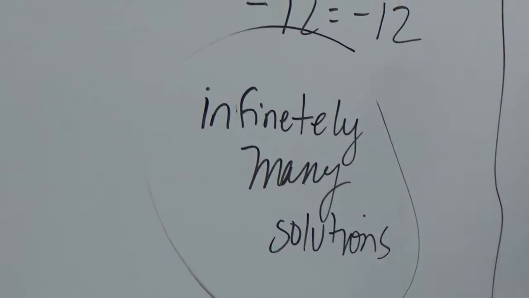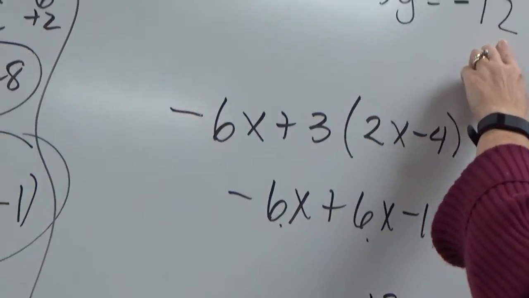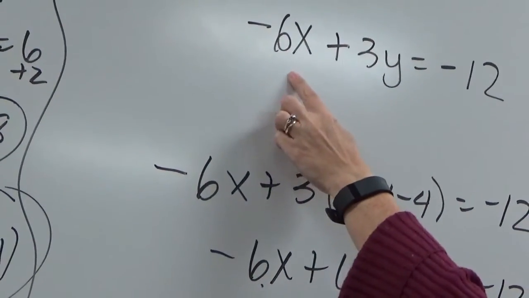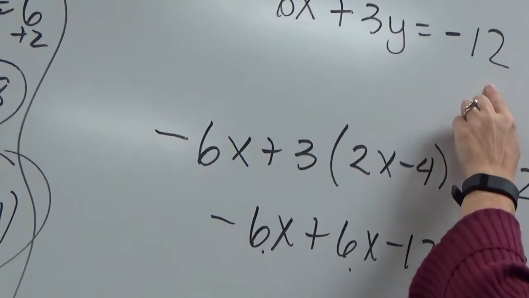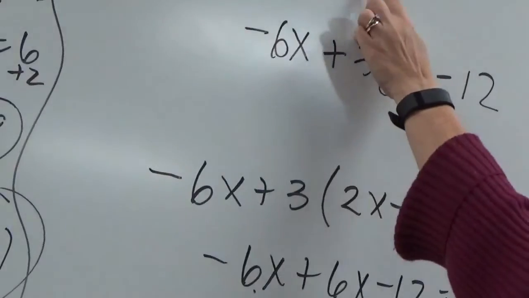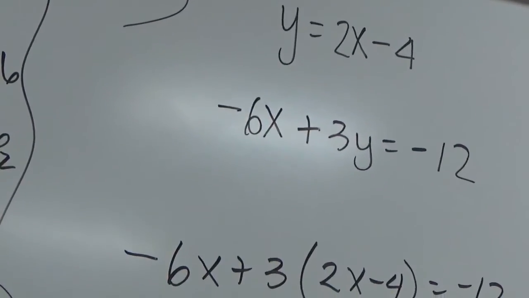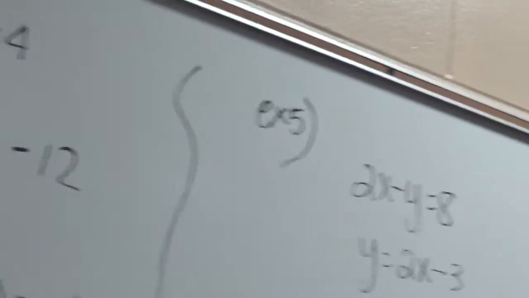Okay, now watch, I don't know if you noticed, but if I divide everything in this equation by 3, I would get negative 2x plus y equals negative 4. And then if I brought the negative 2x over, I would actually have that same equation. So these two are the same equation. Infinitely many solutions.